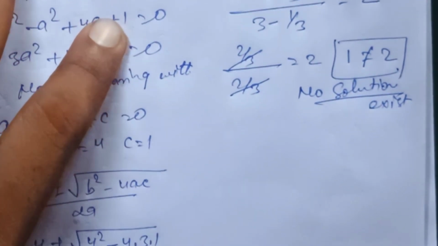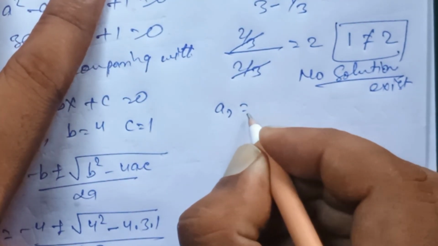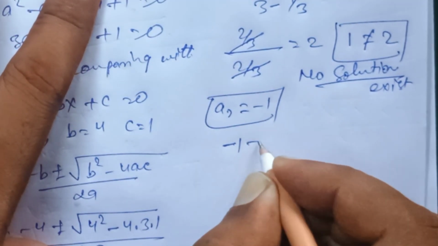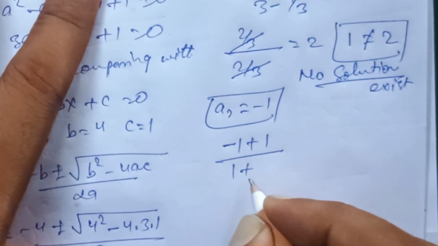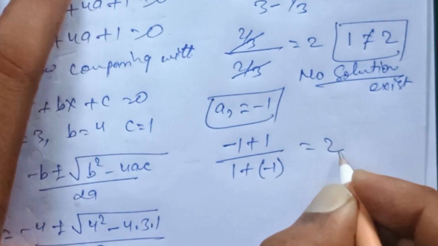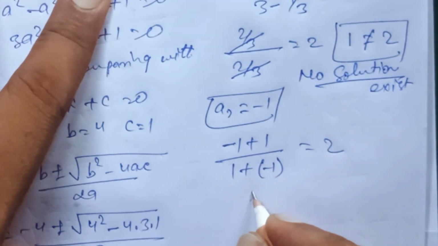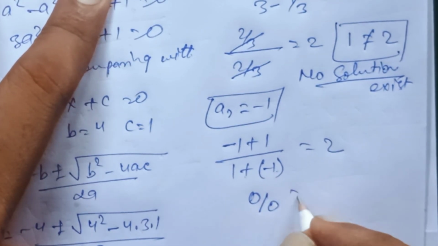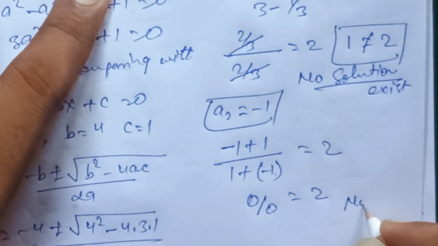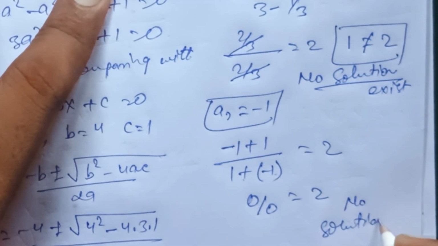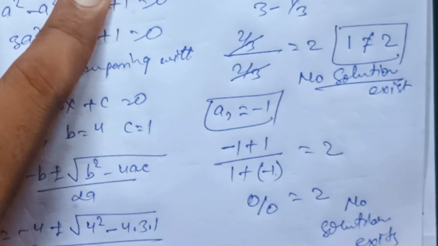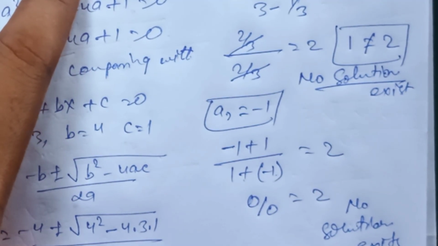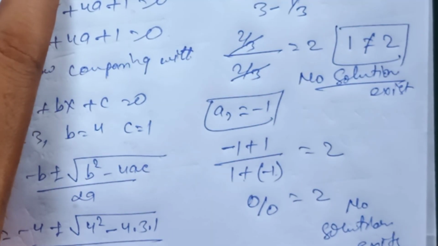After that, see here, A2 is equal to minus 1. Therefore, minus 1 plus 1 divided by 1 plus minus 1 is equal to 2. Therefore, see here, 0 divided by 0 is equal to 2. See here, no solution exists. So this solution does not satisfy the rule, so no solution exists.